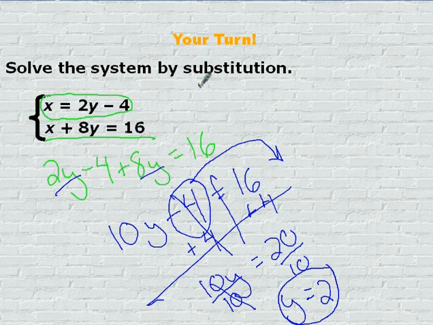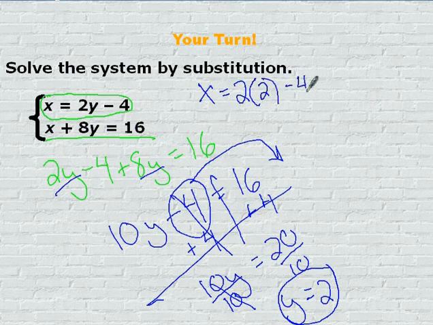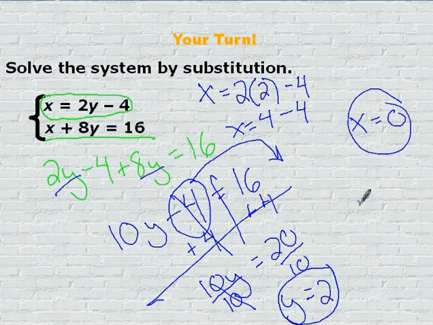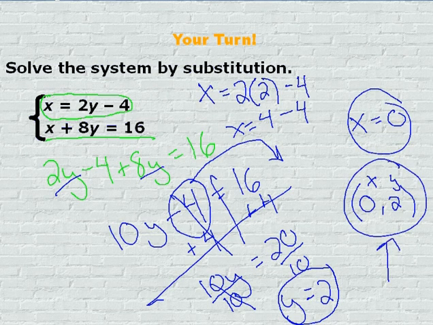So now we have x equals 2, and instead of y, I know that y is 2 now, so I'm going to fill in 2 minus 4. And now I'm going to find out what x is. Well, x is 2 times 2 minus 4. So 2 times 2 is 4 minus 4. Well, 4 minus 4 is 0. So x is 0. So my answer is (0, 2), because the first number is always the x and the second number is y. There's my answer right there.